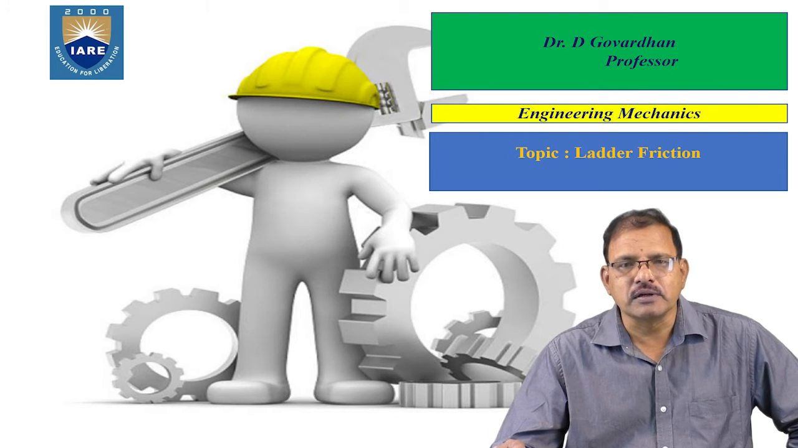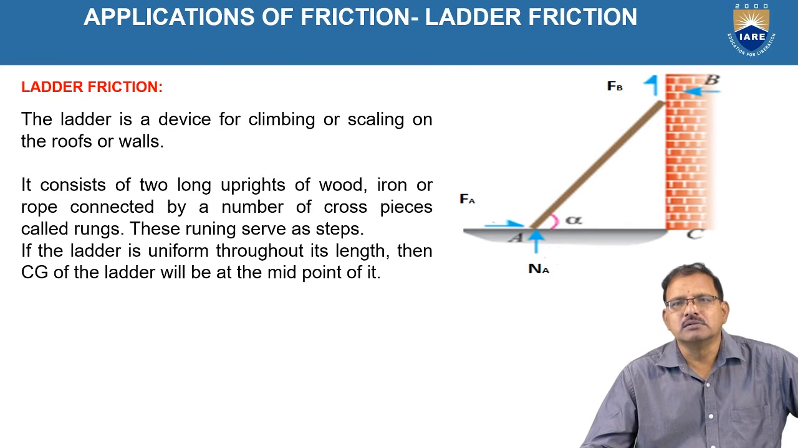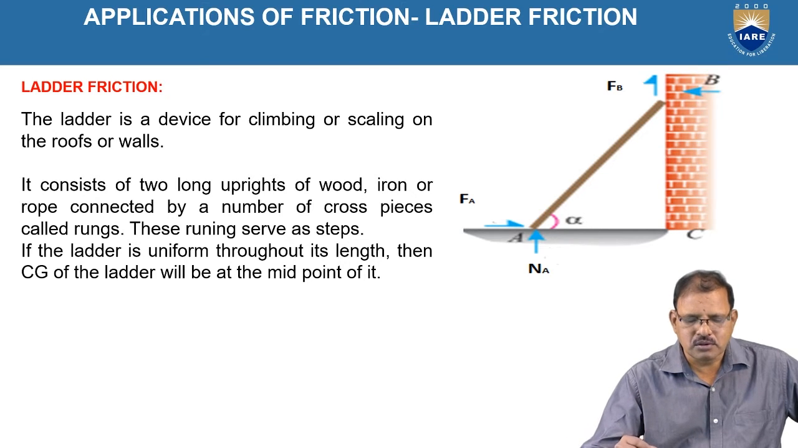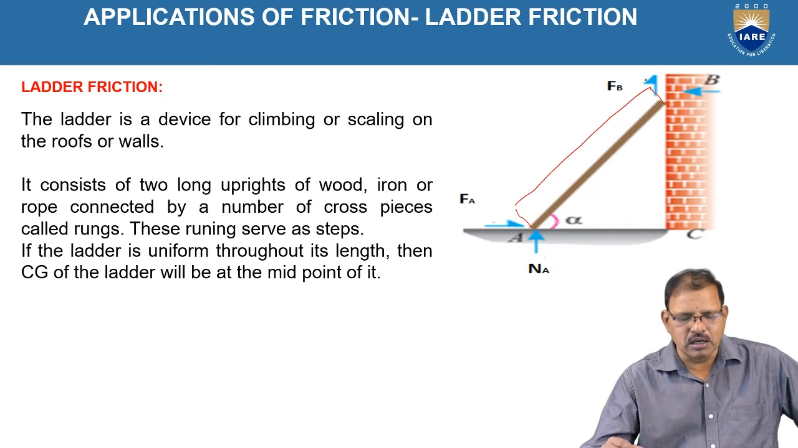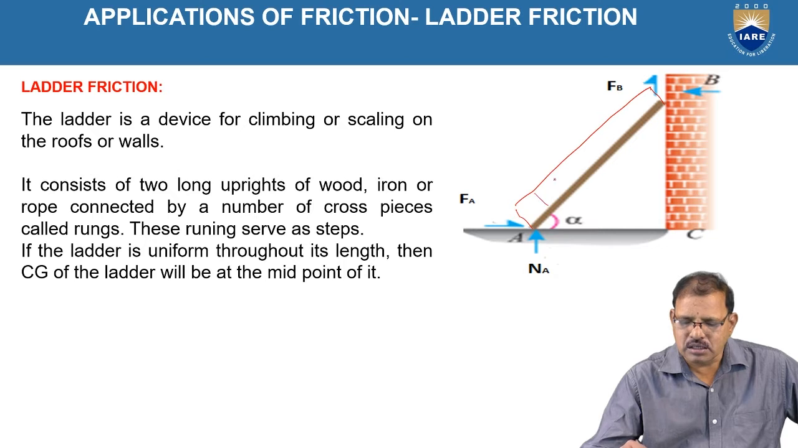Before that, first of all, we will discuss the free body diagram of a ladder. A ladder is a device generally used for climbing or scaling roofs or walls. It consists of two long uprights of wood, iron or rope, as shown in the figure, and having a number of cross pieces. These are called rungs, as shown in the figure now.